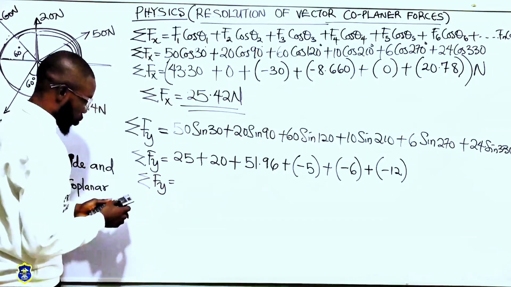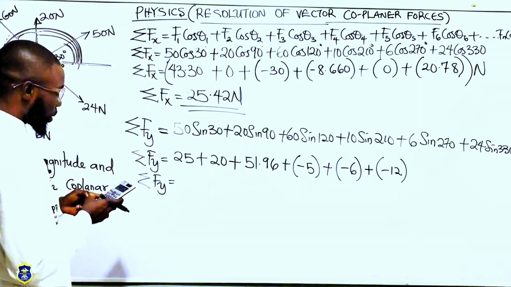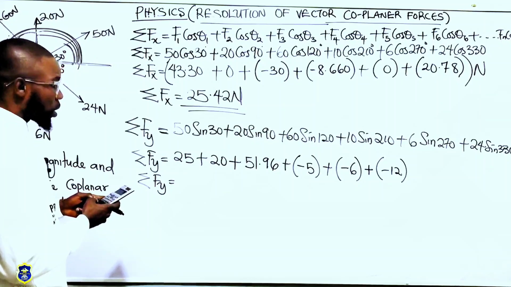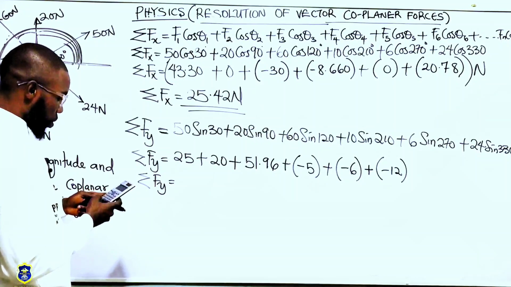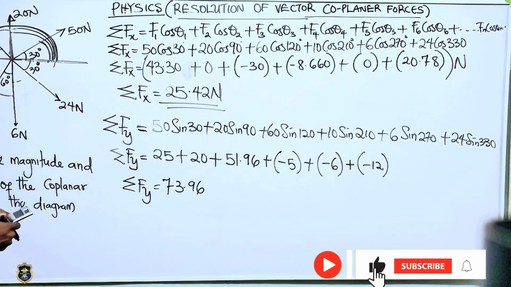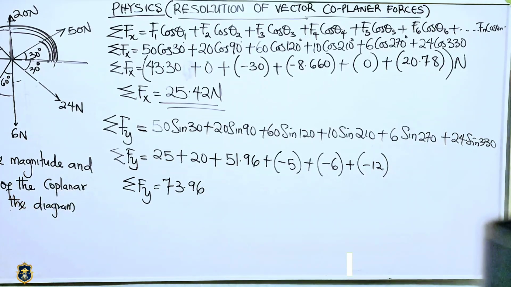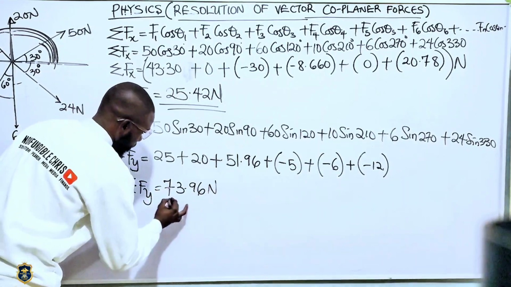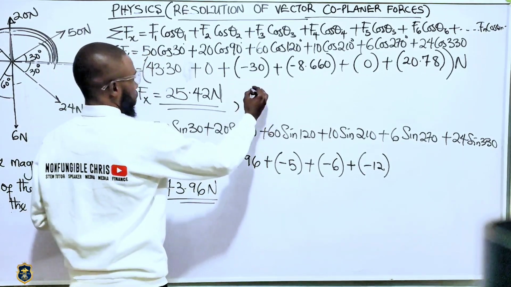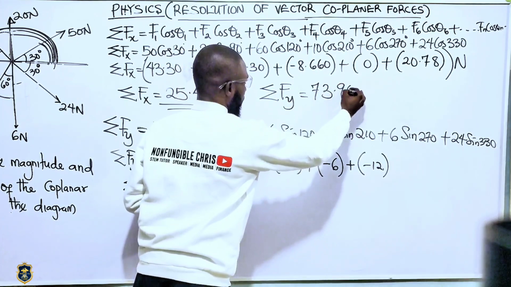ΣFy gives us what? 25 plus 20 plus 51.96 minus 5 minus 6, and minus 12 gives us 73.96. You can try yours. All in newtons, please. So now we've gotten the value for ΣFx and ΣFy. Let's put it here that our ΣFy gave us 73.96 newtons.